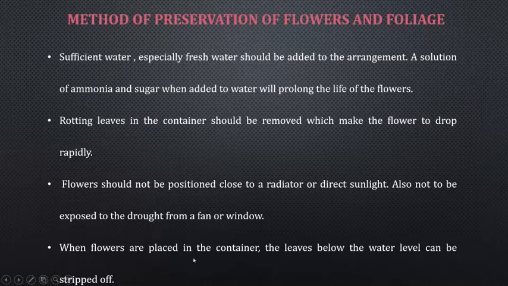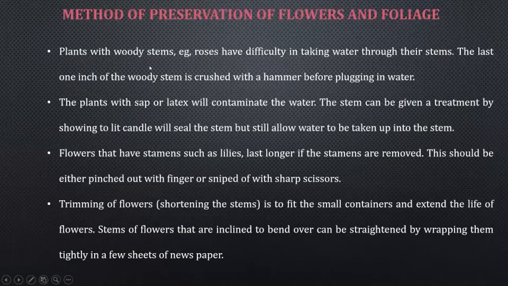When flowers are placed in the container, the leaves below the water level can be stripped off. Plants with woody stems, for example roses, have difficulty taking water through their stems. The last 1 inch of the woody stem can be crushed with a hammer before placing it in water. So in woody stems, sometimes this is a problem, so we just need to crush the last 1 inch of that woody stem before placing it in water.